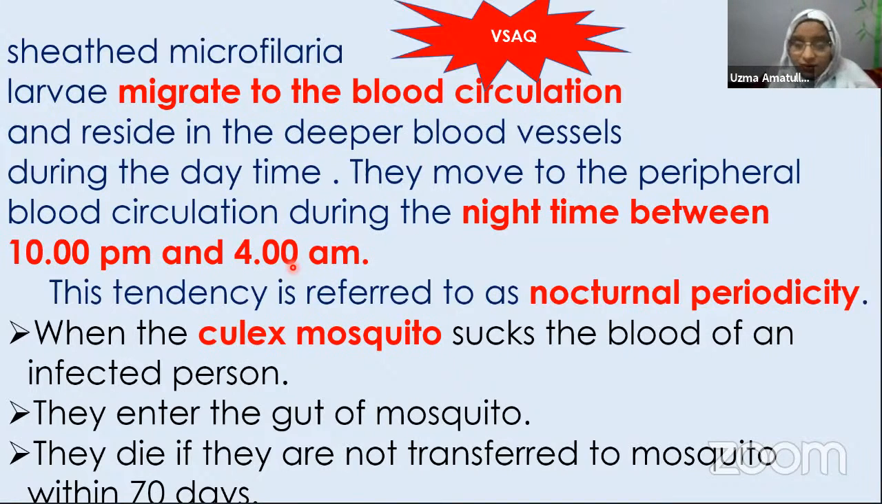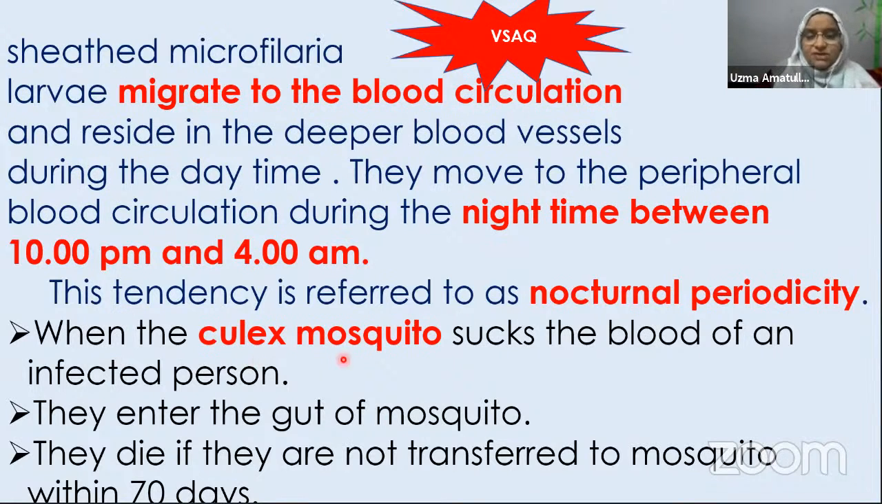Because the host, that is the primary host, will be sleeping during that time. So the mosquitoes can easily come and bite them at that time. Otherwise, if you are awake, you will not allow the mosquito to bite you. When you are deep in sleep, then the mosquitoes will bite. So this tendency is referred to as nocturnal periodicity. A very important question for you. Very short answer. What is nocturnal periodicity? You have to write this one.